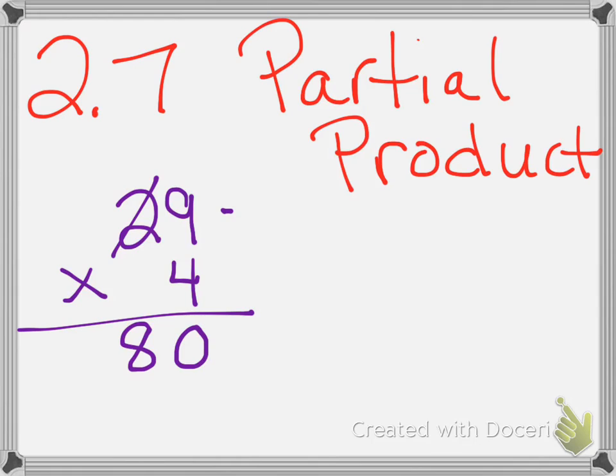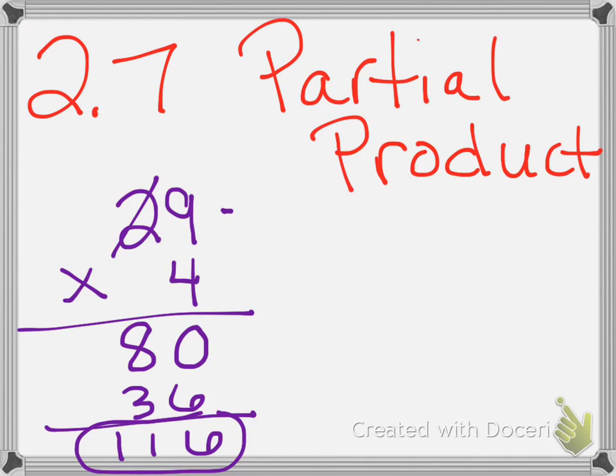My next one, what's my 9 really worth? Well, it's just worth 9. So you multiply 4 times 9, and that's 36. You add it to again get 116. Feel free to go back in the video to see the difference between these two strategies, but you'll notice that this partial product and this are in those boxes as well. Some kids just don't need the visual aid to help them.